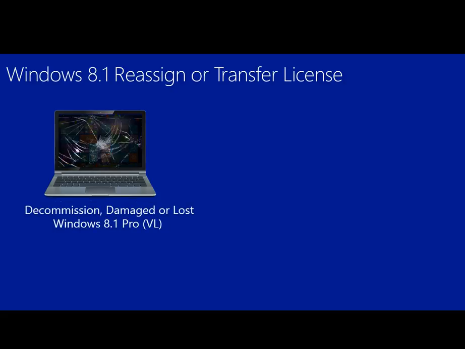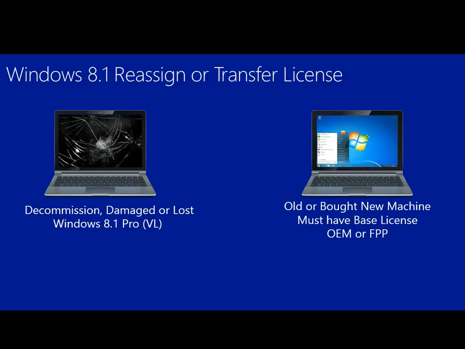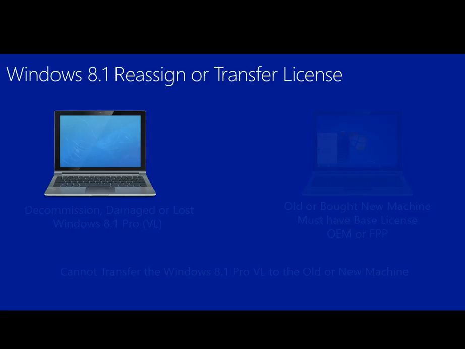And then I decommissioned, or my machine got damaged or got lost. Now I have a new machine. And again, if you have a new machine, it needs to be an OEM or FPP. It can never be a naked PC. Now, I cannot transfer the 8.1 license to the new machine. Okay?